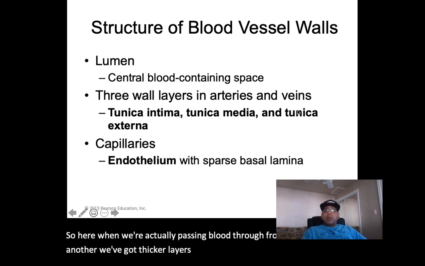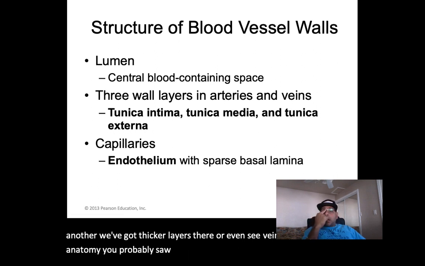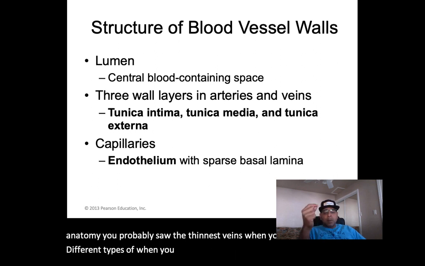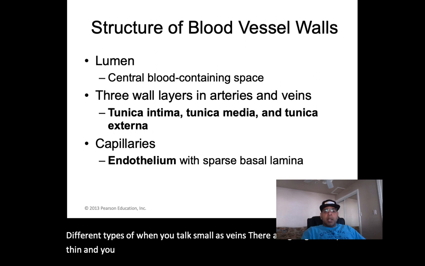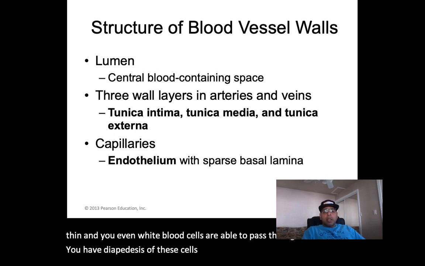And we even see veins. When we talk veins in anatomy, you probably saw the thinnest veins. We have different types of veins as well. The smallest veins are going to be quite thin, and even white blood cells are able to pass through. You have diapedesis of these cells being exhibited there.